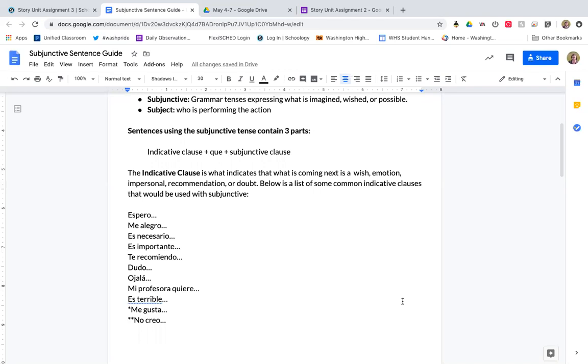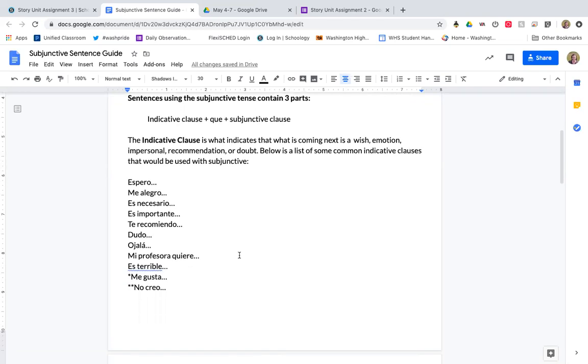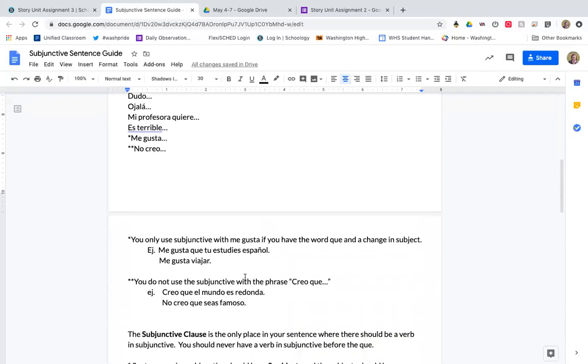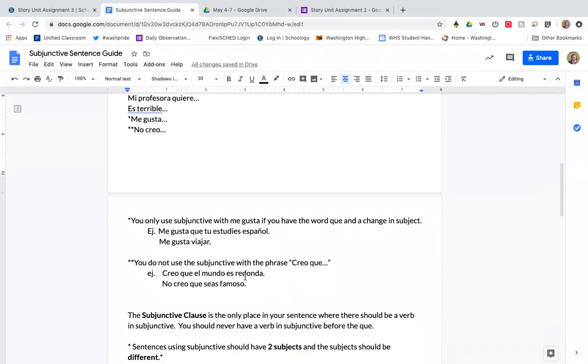Below is a list of some common indicative clauses that would be used with the subjunctive. We have espero, me alegro, es necesario, es importante, te recomiendo, dudo, ojalá, mi profesora quiere, es terrible, me gusta, and no creo. There's a couple of things I want to note here.